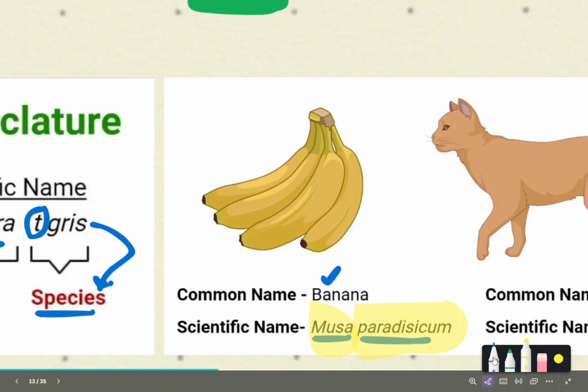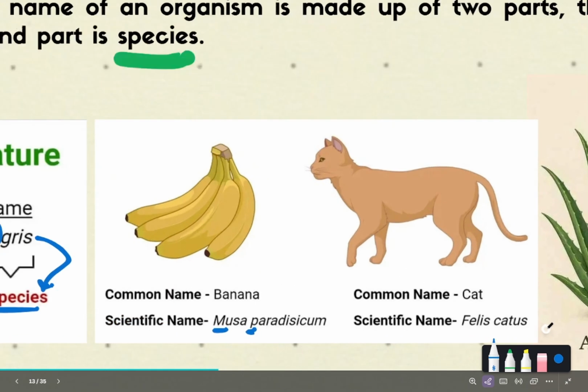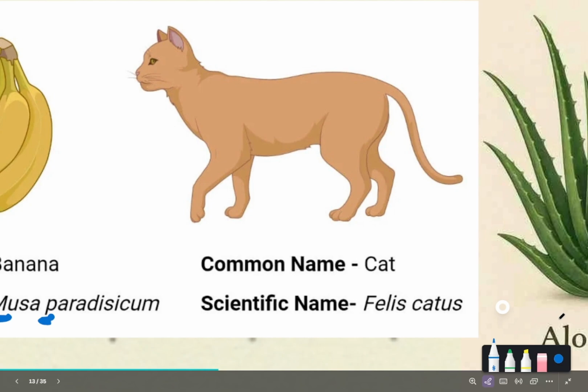And notice how over here, again, the genus is written with a capital letter M and the species is written with a small letter. All right, and they're both written in italics. So questions can come up that ask you to identify which part is the genus or which part is the species, so you need to know this. All right, let's go ahead with another example over here.